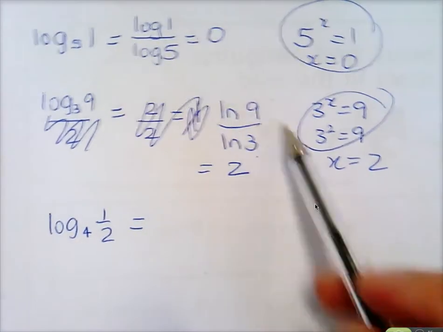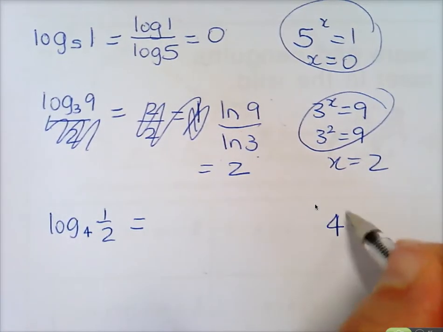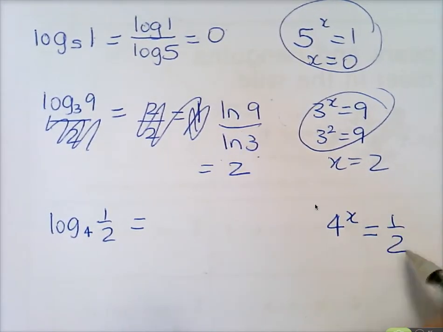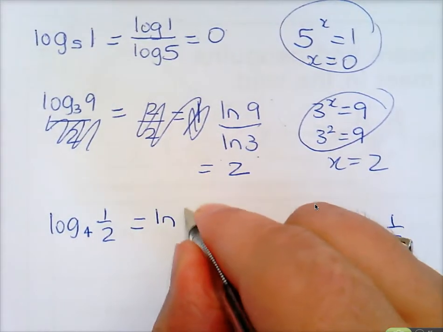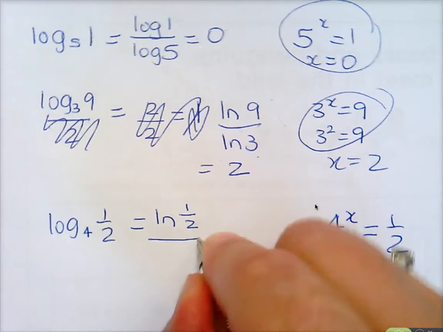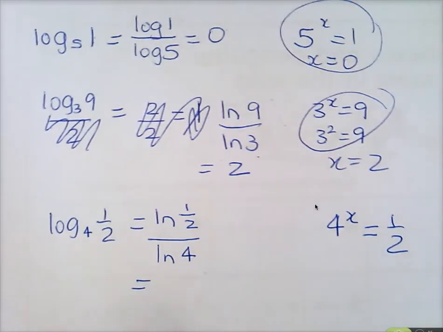In the end, yes, you'll do change of base. But people are asking what logs mean, and I'm trying to show you what they mean. So this means 4 to the what is a half, but you know change of base. With change of base, this is ln a half over ln 4, if you want to use change of base. Got it?